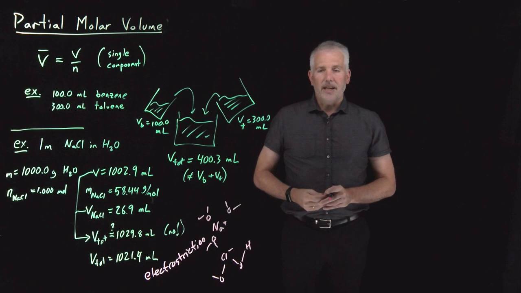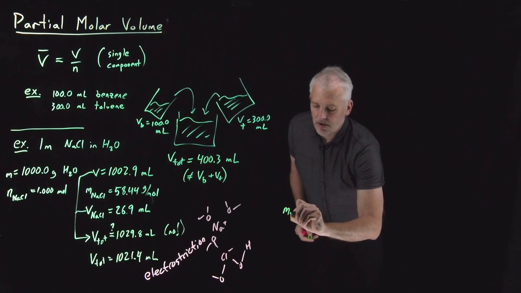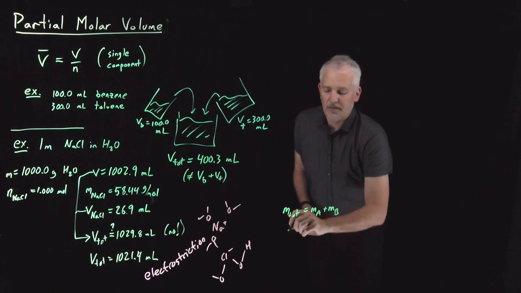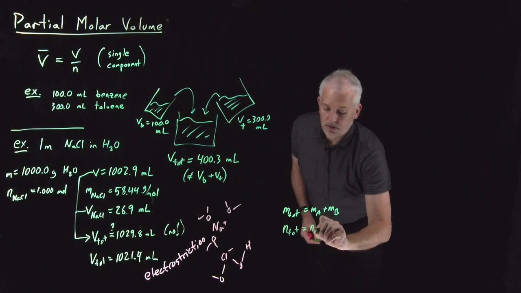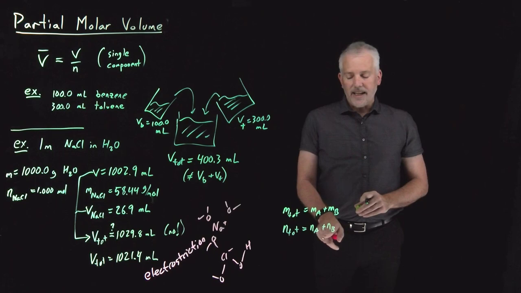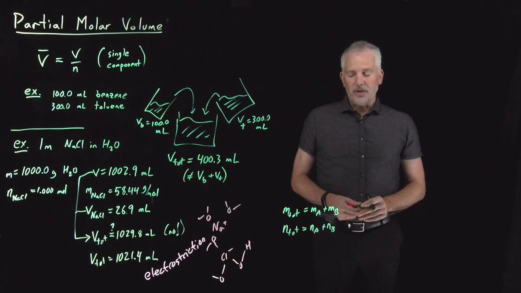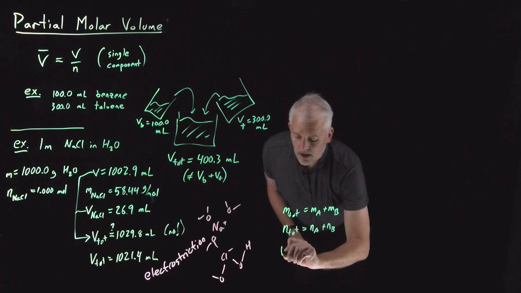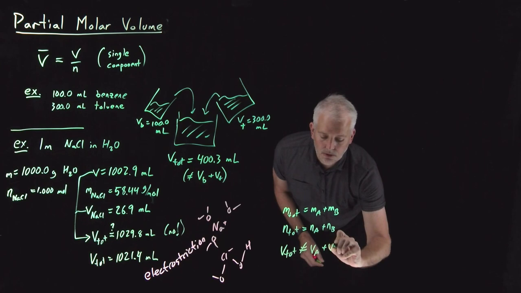It is true that when I mix two substances together, their masses are additive. Mass of A and mass of B will add up to give me the total mass. It's also true that I'm not going to destroy any molecules unless there's a chemical reaction taking place. If all I do is mix a solute and a solvent, I can add the number of moles and I'll get the total number of moles. I can add molecules, I'll get the total number of molecules. I'm not going to destroy any molecules or any mass, but the total volume of the solution is almost never exactly equal to the volume of the two pieces combined.